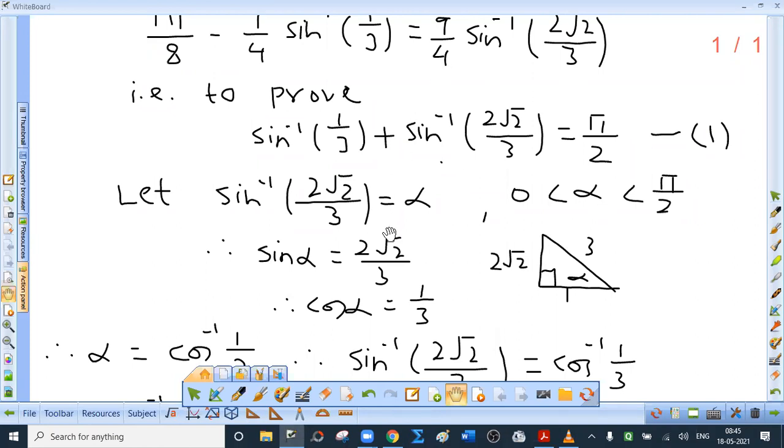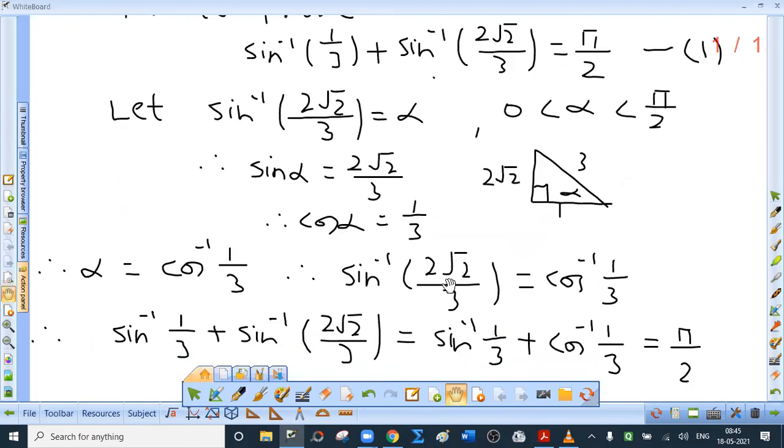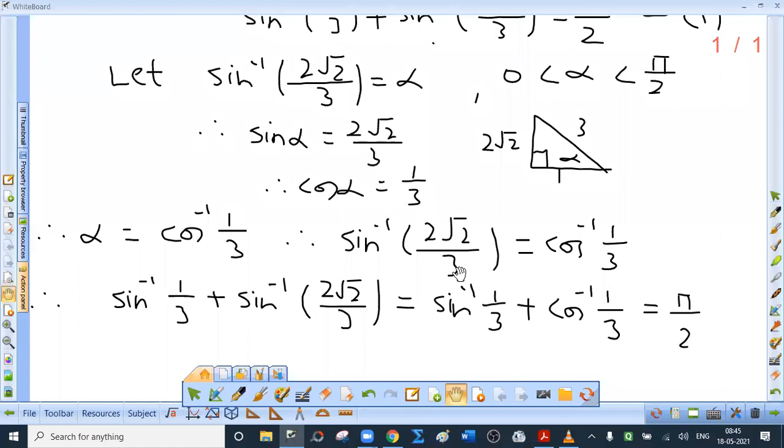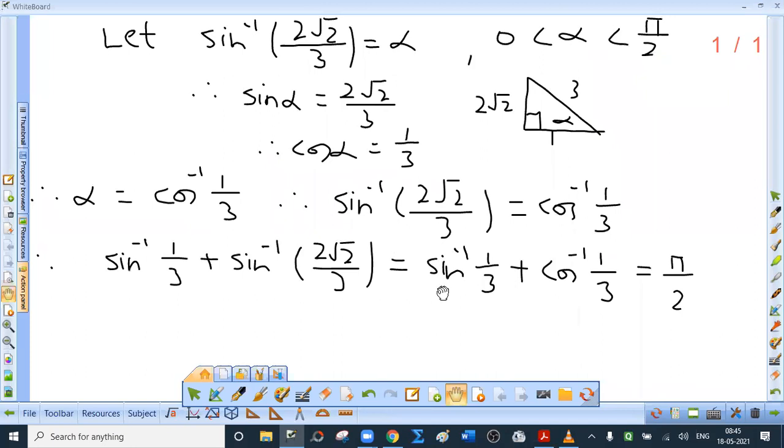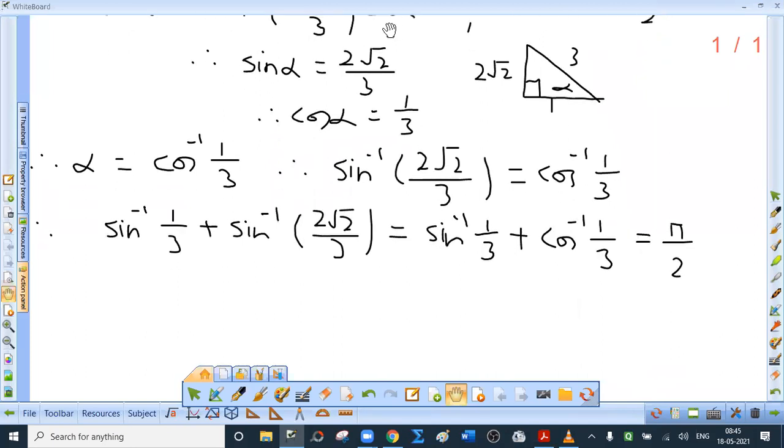Now you can use fundamental identity or construct the triangle. What is sine? Opposite side upon hypotenuse. So by corollary of Pythagoras theorem, adjacent side is 1. So it is cos alpha, adjacent upon hypotenuse, that is 1 by 3. So alpha is cos inverse 1 by 3. Therefore, sine inverse 1 by 3 plus sine inverse 2 root 2 by 3 is what? Sine inverse 1 by 3 plus cos inverse 1 by 3, which is nothing but pi by 2.